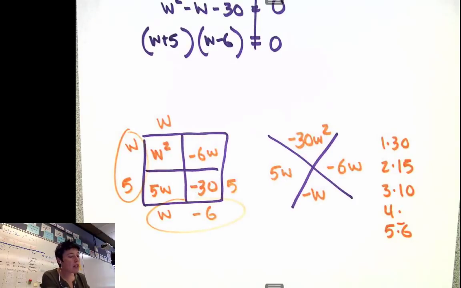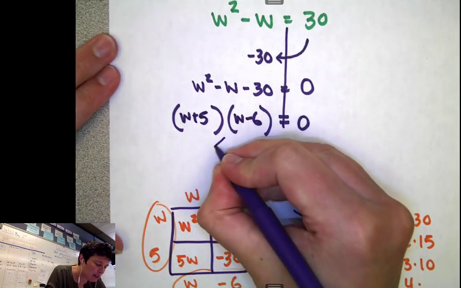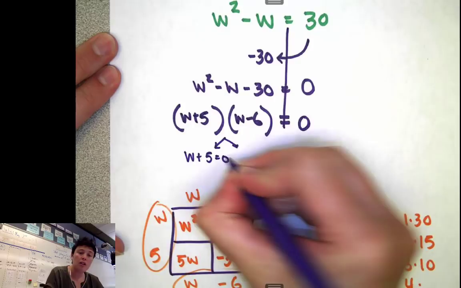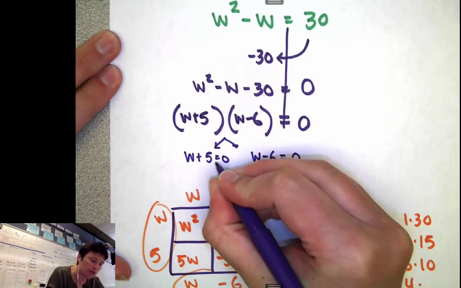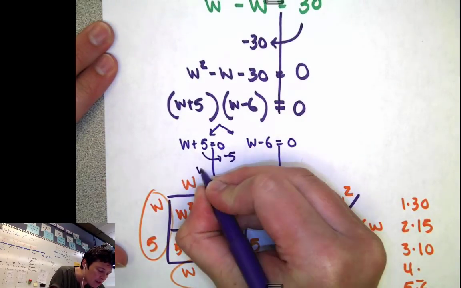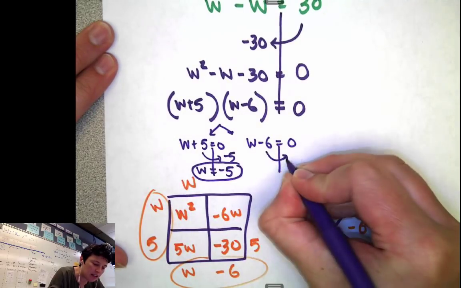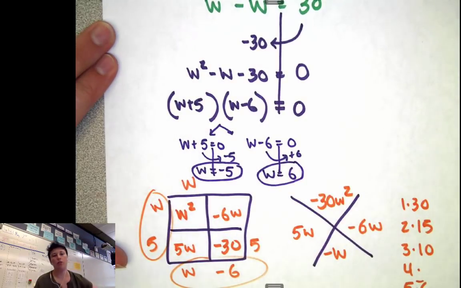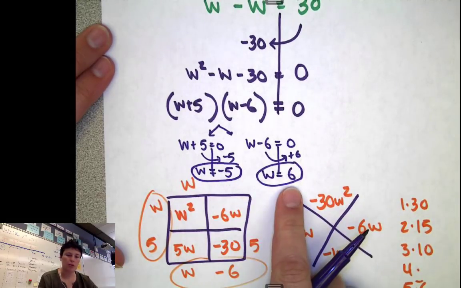And so now one of those has to equal 0. So I'm going to split this up into 2 possible answers. Either W plus 5 has to equal 0, or W minus 6 has to equal 0. And each of those are real quick solvings. We're going to take that 5 over, make it W equals a negative 5. And we're going to add this 6 over, and we're going to get W equals a positive 6. And that's it. Those are my 2 answers. So W is equal to negative 5, and W is equal to 6.